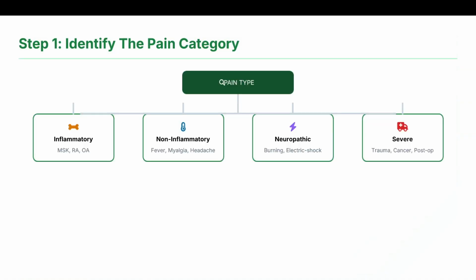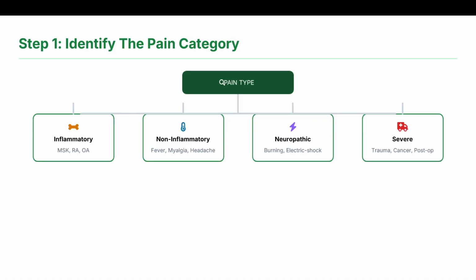Let's get started. Firstly, we'll try to identify the pain type. It is classified broadly into four types: inflammatory, non-inflammatory, neuropathic, and severe. Inflammatory pain is musculoskeletal pain, like osteoarthritis, joint pain, and fracture pain. Other types are rheumatoid arthritis and osteoarthritis. Non-inflammatory pain is caused by fever, generalized myalgia, and headache. Neuropathic pain is a burning or electric shock-like sensation, as in peripheral neuropathic pain and trigeminal neuralgia. And finally, there is severe pain, especially in trauma, cancer, or post-operative patients.